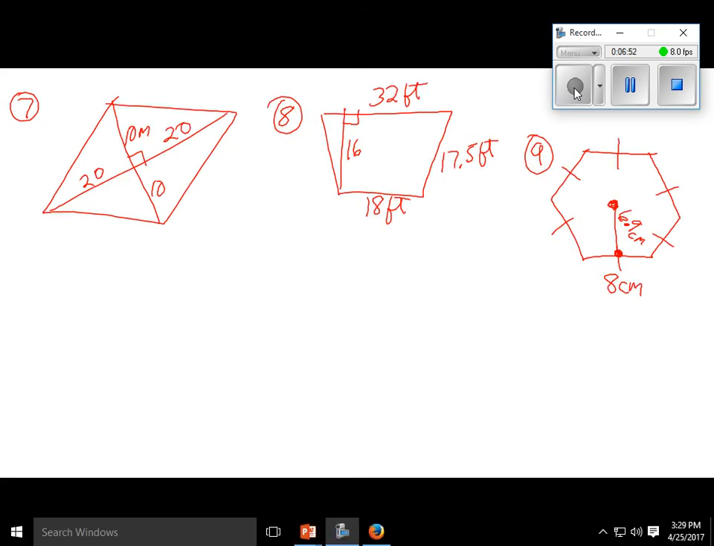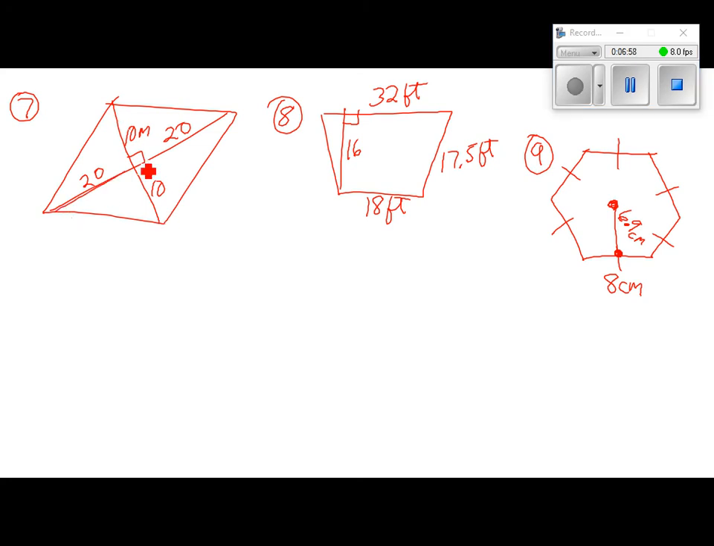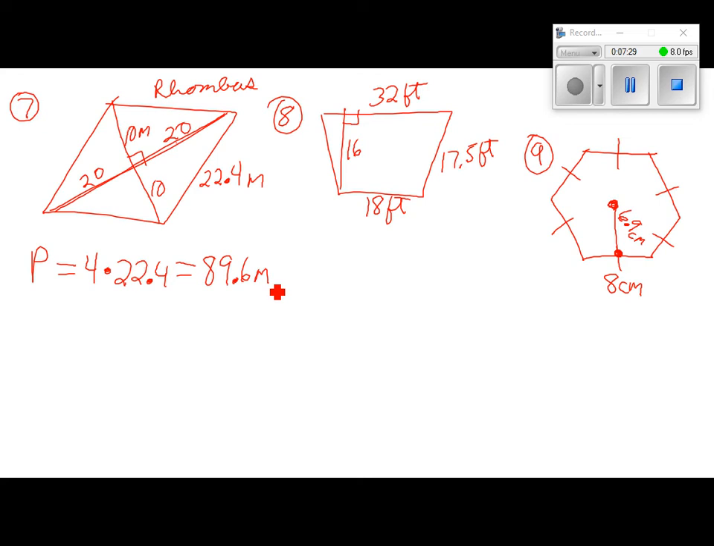Number seven, when you look at this, it didn't tell you this, but you should know this. When the diagonals bisect each other and they're perpendicular, then you should know that that's a rhombus. Formula for a rhombus, for perimeter, oops, I forgot to write in a number. We know that all the sides are equal, so all we got to do is take one of those sides and times it by 4. So the perimeter is just 4 times 22.4, and when you do that, you end up with 89.6. And again, remember your units are just regular units, so 89.6 meters.